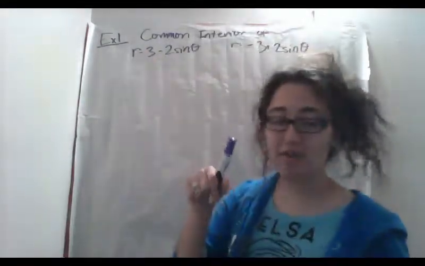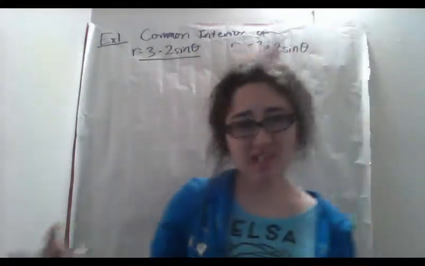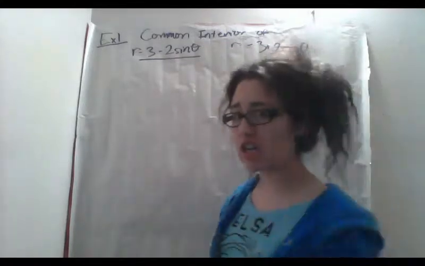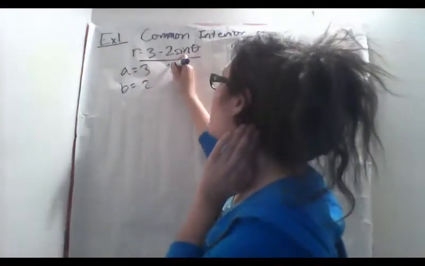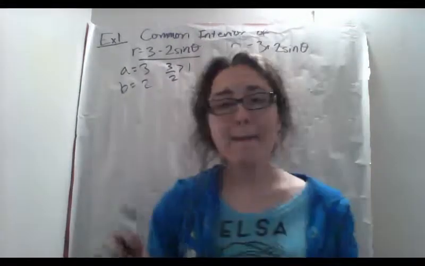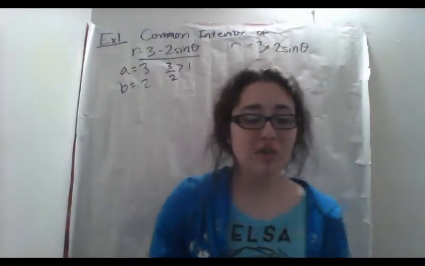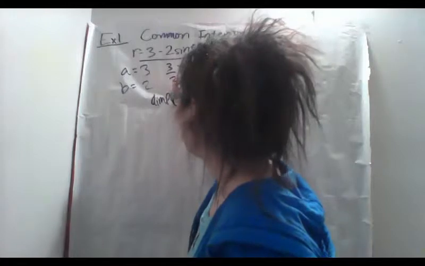So, first, we're going to identify. So, we'll use this one. And we only have to really identify one because these have the same number, so it's the same thing. It's just different signs. So, we're just going to ignore the signs. So, A equals 3, B equals 2. A over B is 3 over 2, which is 1.5, which is greater than 1, but less than 2. So do you know what that means? It's a dimple limaçon. So we'll write that down so we can identify it.